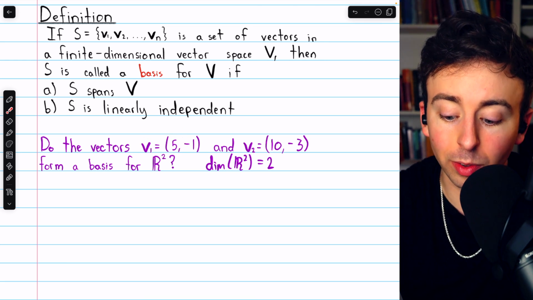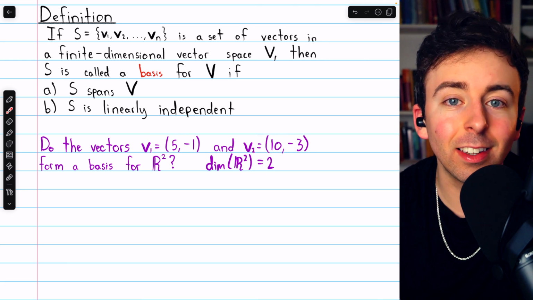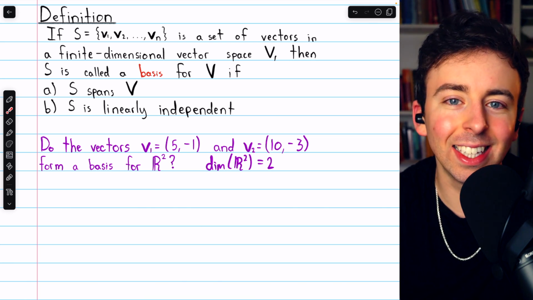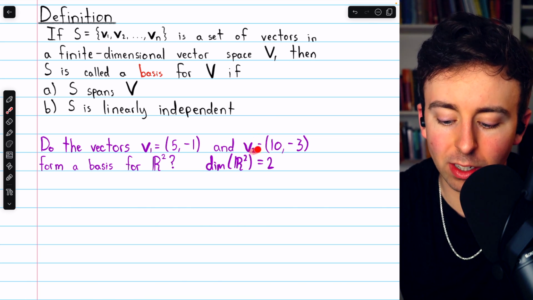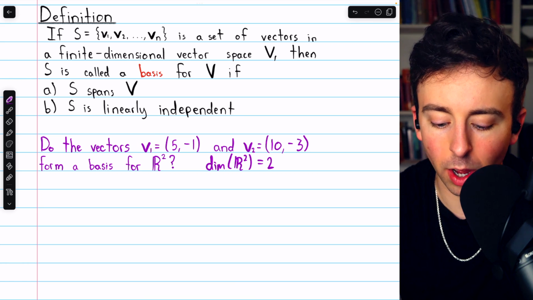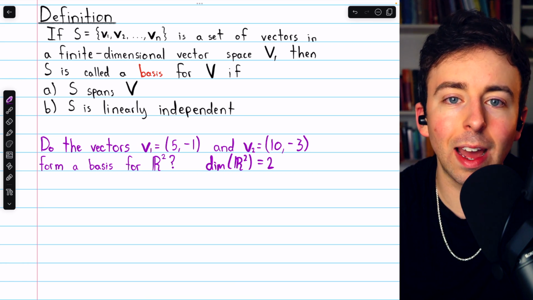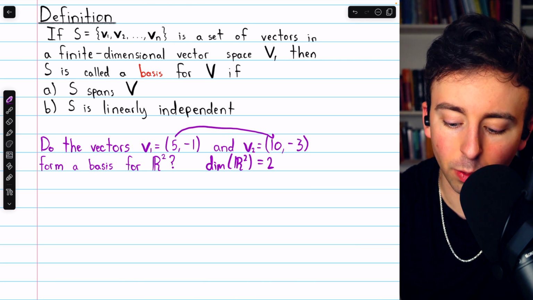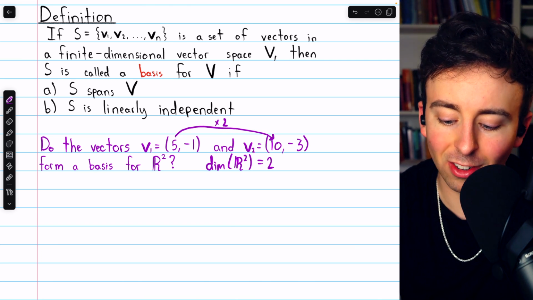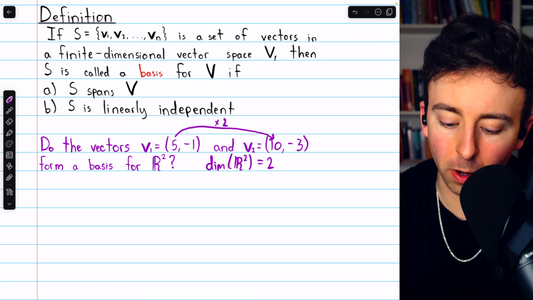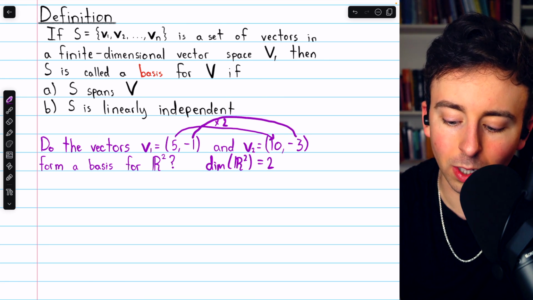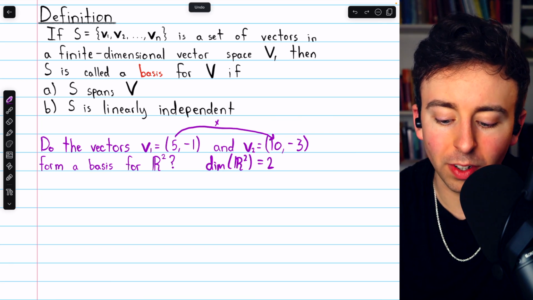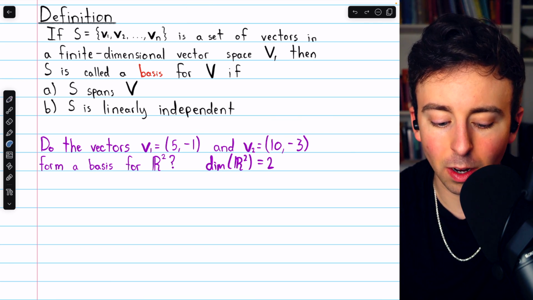And since these are only two vectors, it's very easy to check that yes, they are linearly independent. If they weren't linearly independent, then v2 would have to be a scalar multiple of v1, in which case v2 would have to be 2 times v1. That way, the 5 would get multiplied by 2 to match the 10. But we see that doesn't work because -1 times 2 wouldn't give us the -3. So they're not scalar multiples of each other, so they are linearly independent.